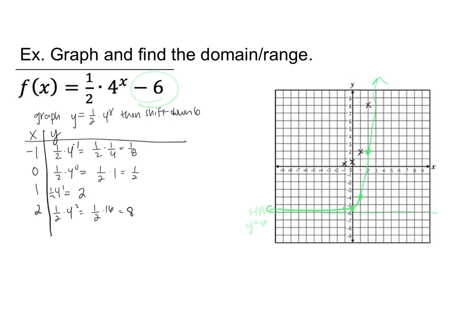The domain of exponential functions is always going to be all real numbers. And the range is going to depend on that horizontal asymptote. In this case, y is always going to be greater than -6, not equal to.